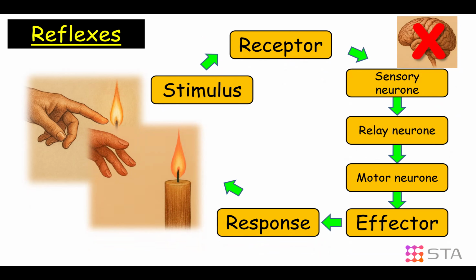This is called a reflex because it's a really fast action that you don't need to think about. It's automatic and it's designed to protect you. It starts off with the stimulus of a hot candle and it finishes with a response of quickly pulling your hand away. Now, the first thing is that you've got to remember the order of the neurons. One way of doing that is to use SRM, if you can remember that. So that's the first thing.